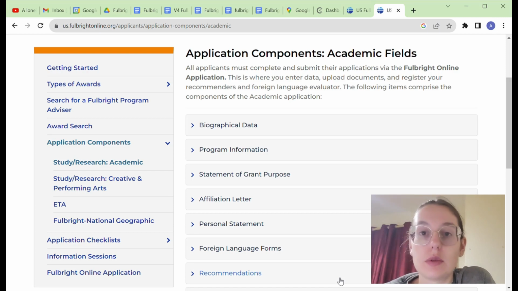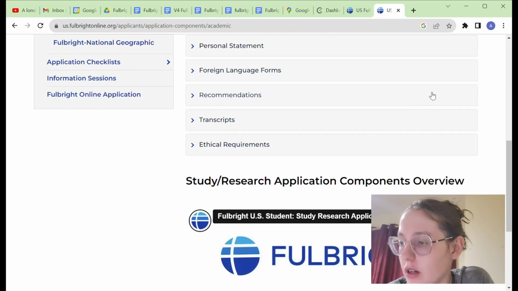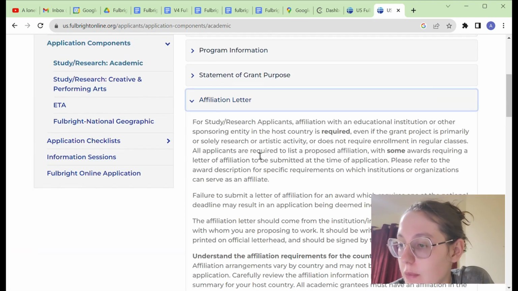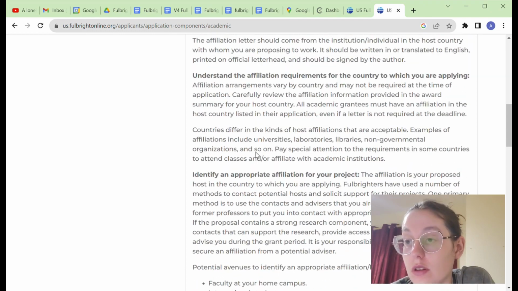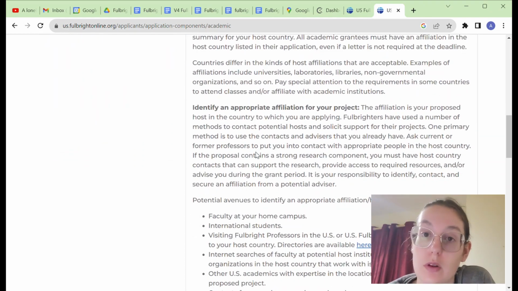So there are requirements for the letter. There's not much. You can find it on the Fulbright website. There's this whole information on how to get an affiliate letter. Basically, you just have to cold call, cold email people and hope somebody says yes.